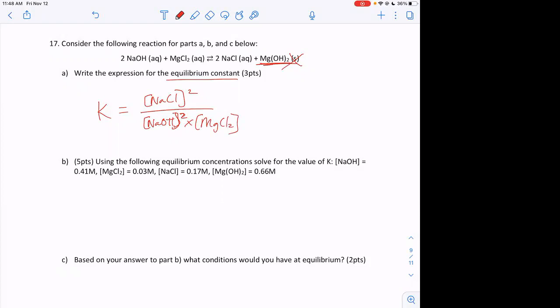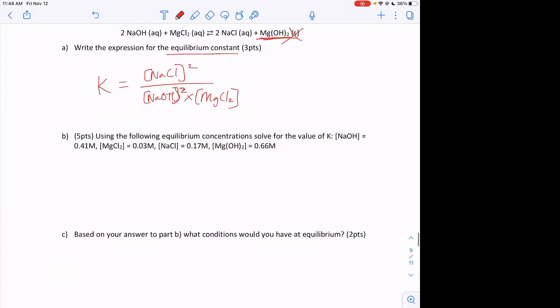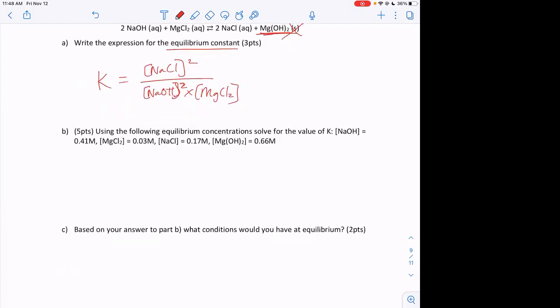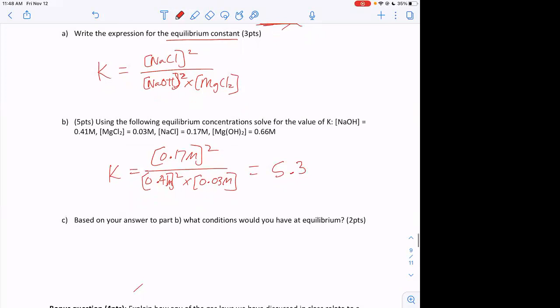Some people wrote that on part B because they really weren't sure I was asking for A. But if you wrote it even on part B, I gave it to you. Then you're just going to plug in the numbers. So now K is going to be equal to 0.17 molar squared over 0.41 squared times 0.03. And you should have got like 5, it was like 5.3 when you do all that math.